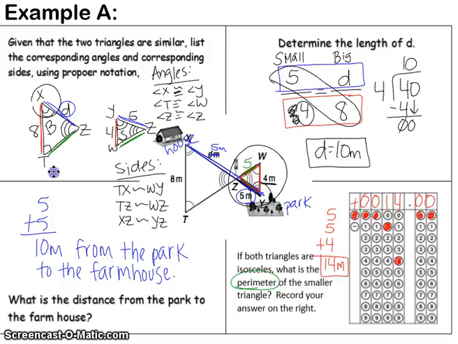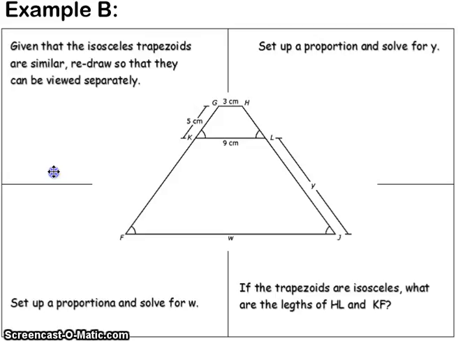Alright, so let's go to the next example. Example B, it gives you two trapezoids that are sitting inside of each other. So the first one says, given that the isosceles trapezoids are similar, redraw so that they can be viewed separately. So the very first thing I want to do is I want to redraw. So I have a small one. Then I have a larger one.